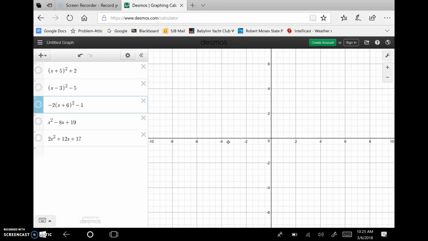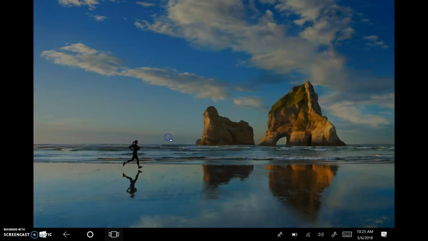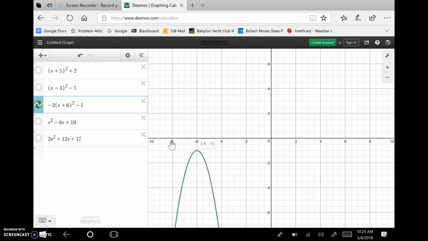Now, this one, we think the vertex was negative 6, negative 1. Remember, it's negative 6, negative 1. And we see this as negative 6, negative 1. That's what that vertex is. And again, the reason why it's an upside down parabola, a negative parabola, is because of the negative in front of the 2. And it's a little bit narrower. That's because of the 2 in front of it. So the negative flips it upside down. The 2 makes it narrower. The 6 in here still means left 6 and minus 1.